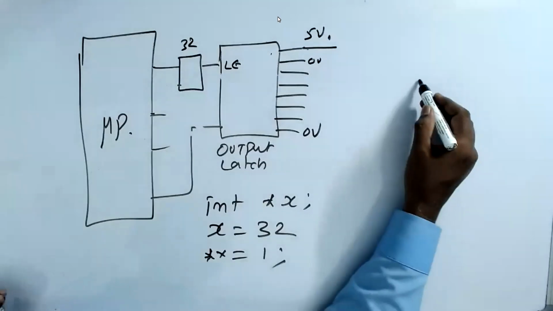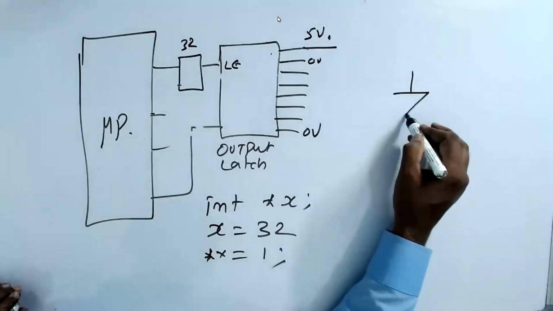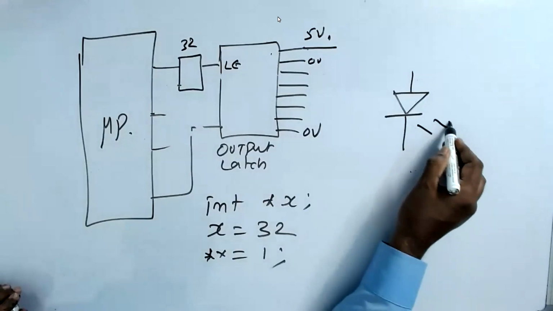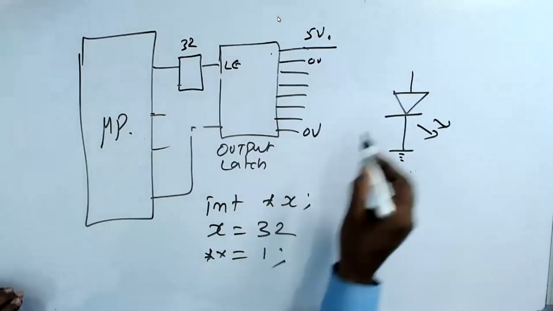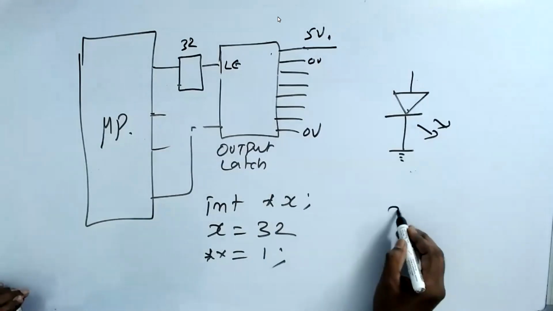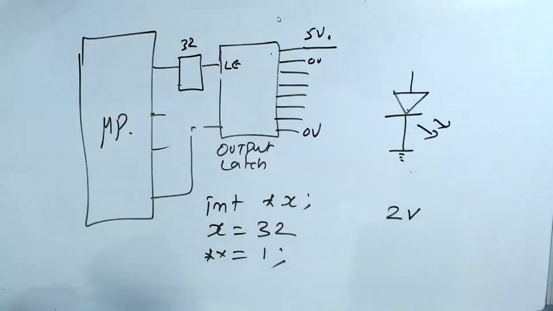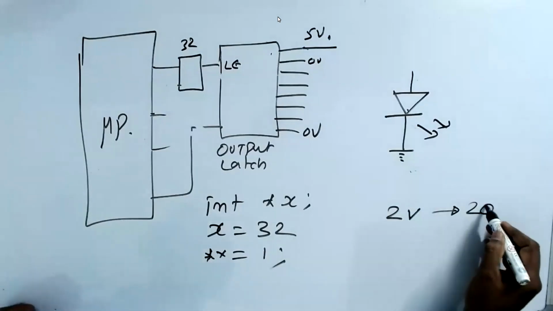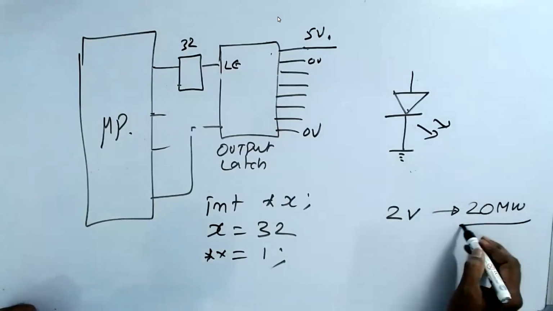Now I have a bulb called LED. We put a symbol like this. That manufacturer has told you that this LED can take only 2 volts. How much? 2 volts. And this gives you the watts. How many watts? 20 milliwatts. How much? 20 milliwatts.